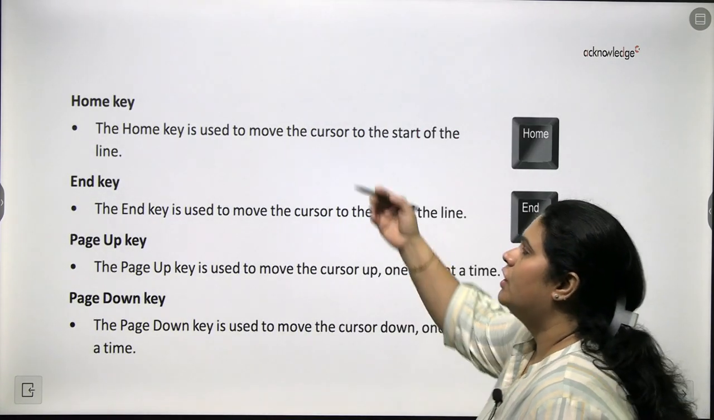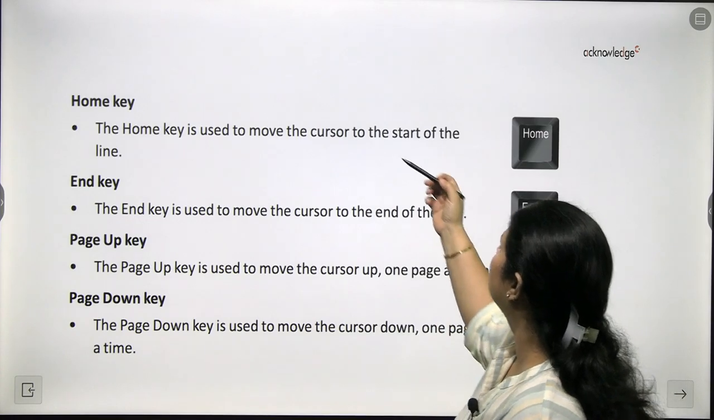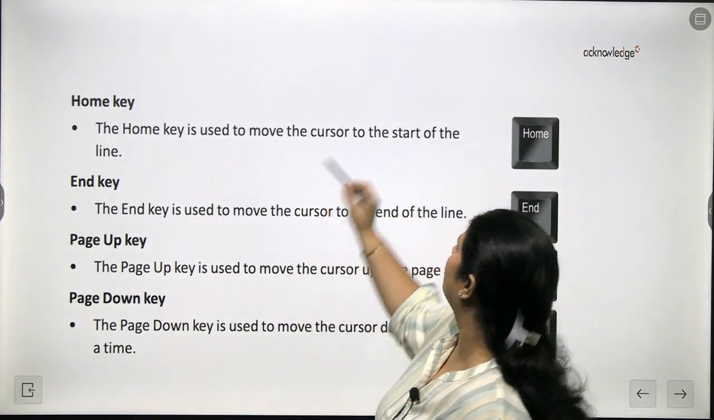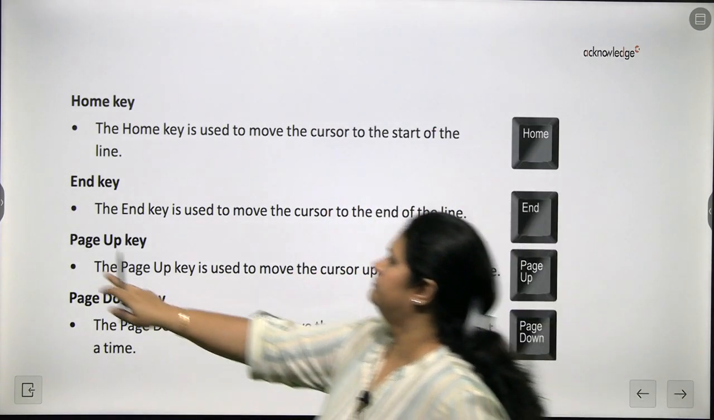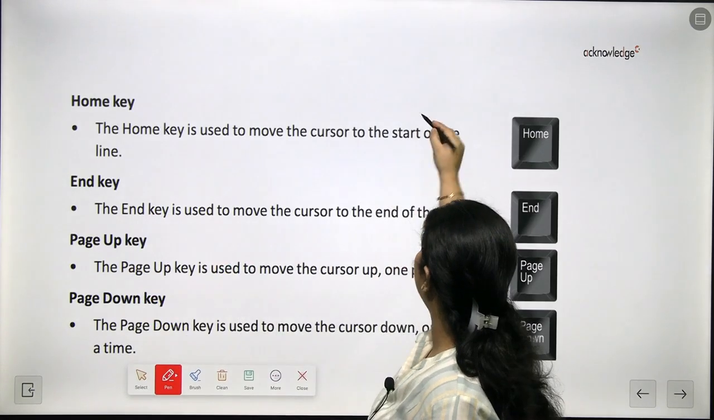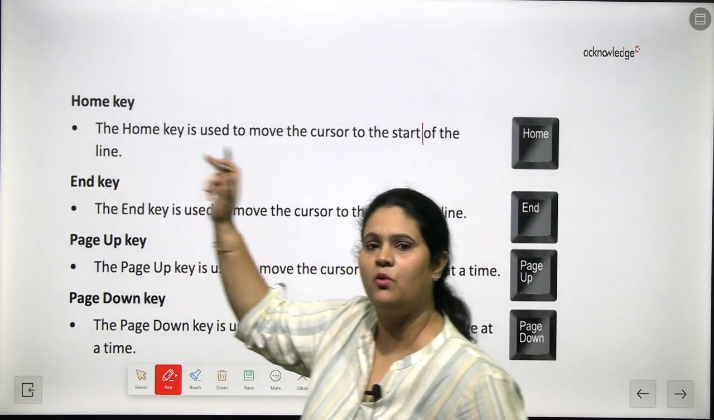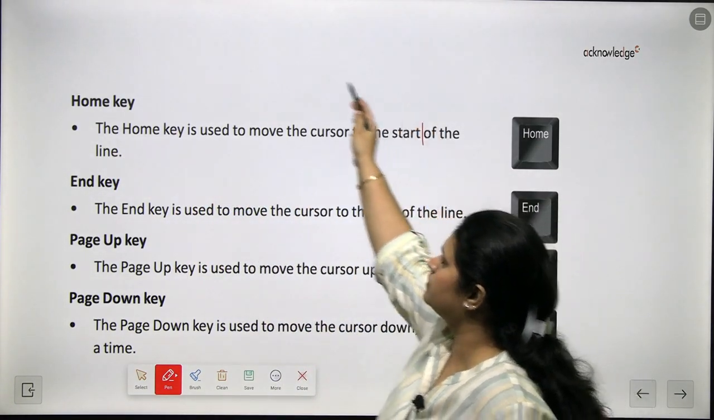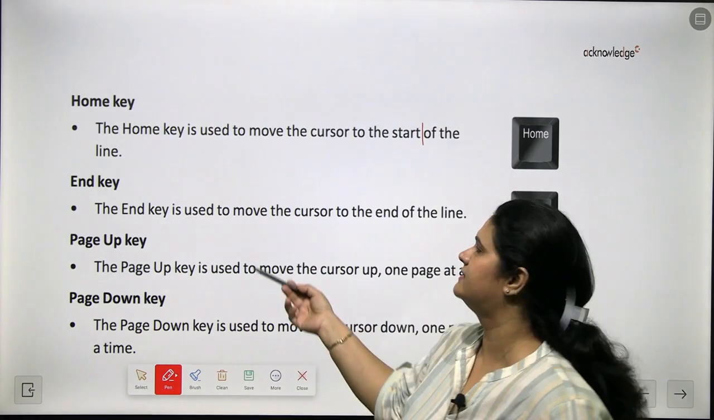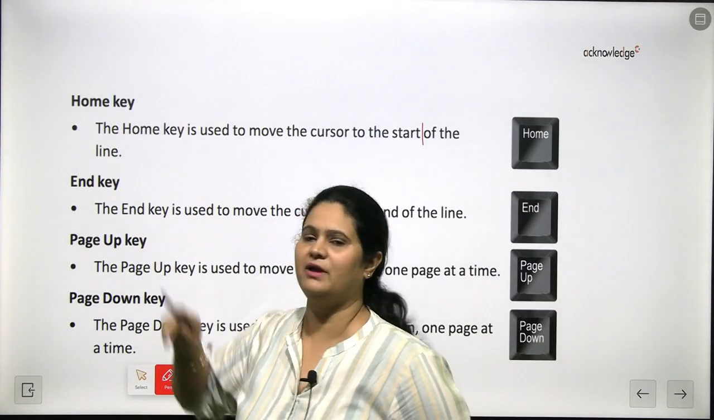Now let's talk about home key. What is this key used for? It is used to move the cursor to the start of the line. Right? Suppose your cursor is somewhere over here, blinking. And instead of moving one letter at a time, you want your cursor to straight away jump to the beginning of the line. What you can do? You can simply press the home key and your cursor will come to the very beginning of the line.